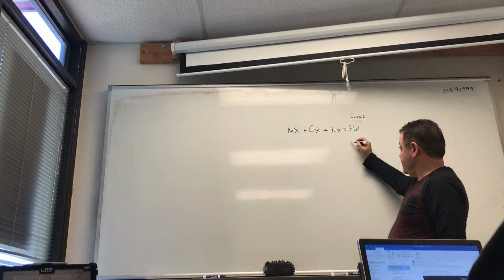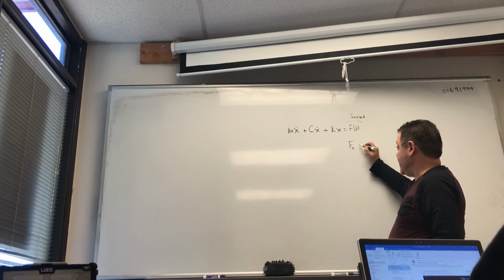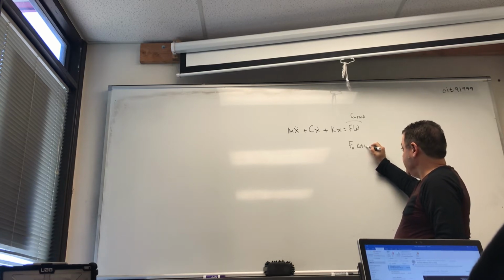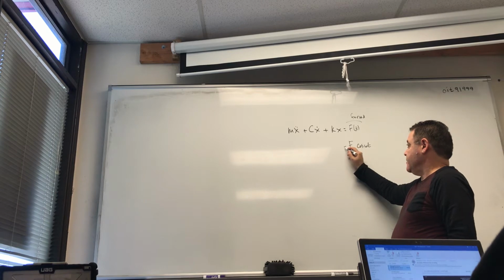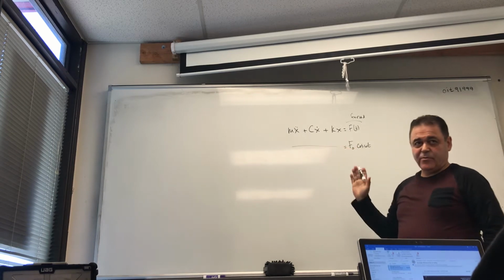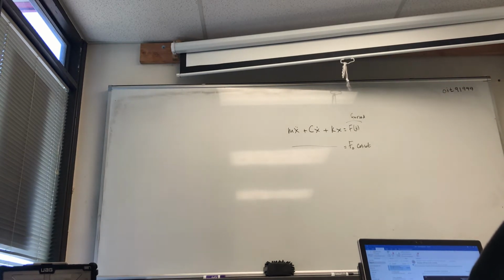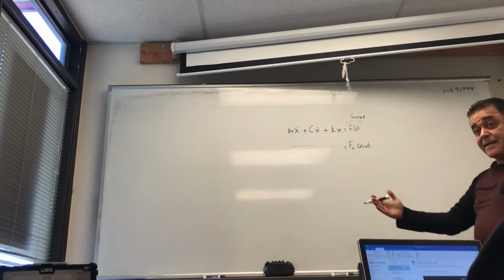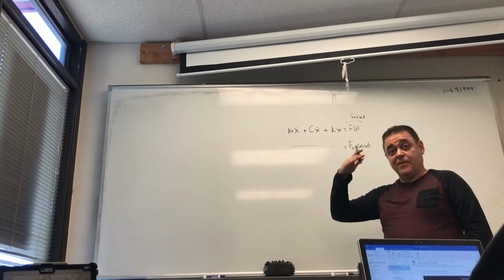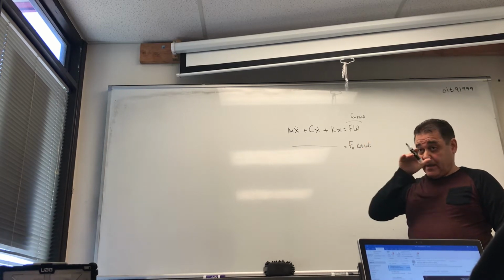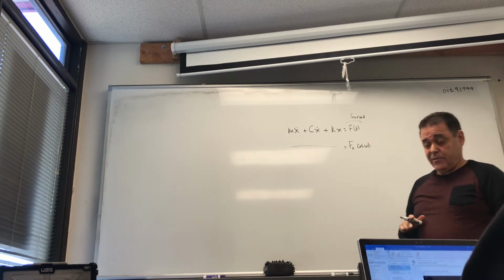You want to remember how it was? Harmonic. F naught cosine omega t. So I think we beat this to death. F naught cosine omega t, and then we figured out if omega is less than omega n, if it's equal to omega n, if it's greater than omega n, and each one has a particular solution.